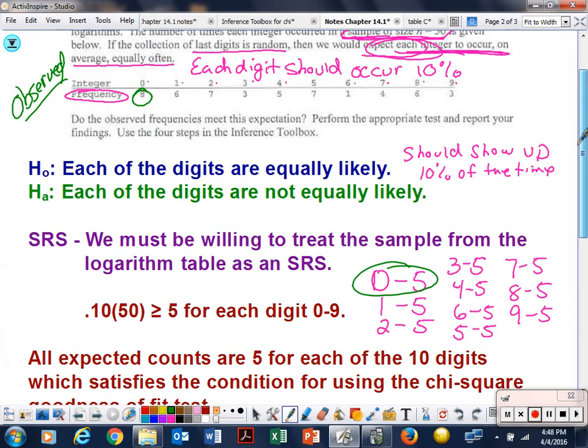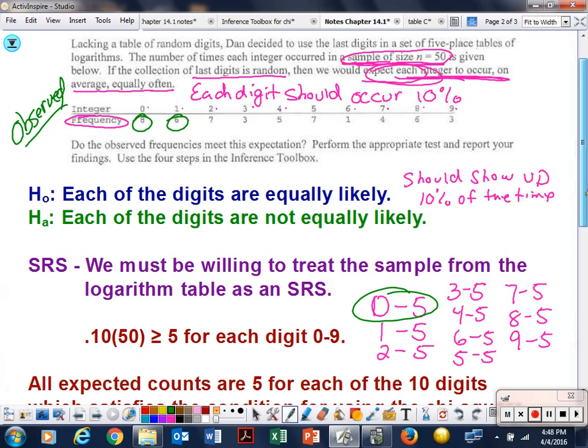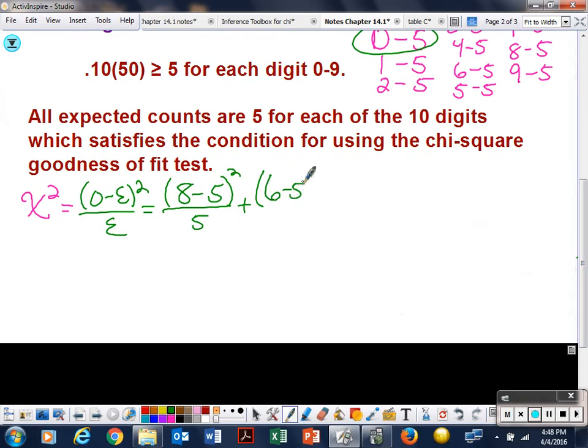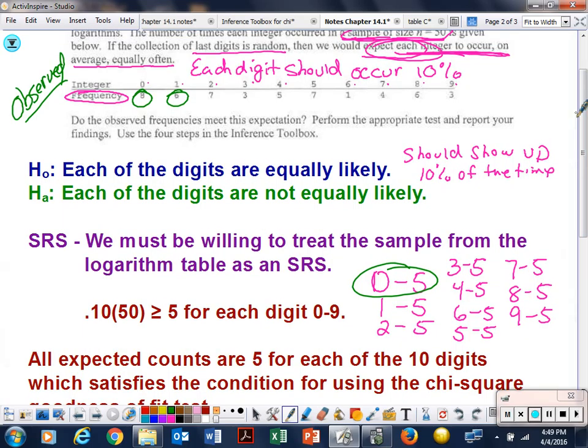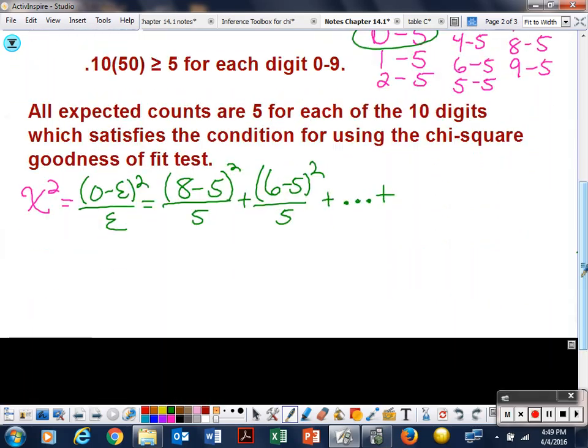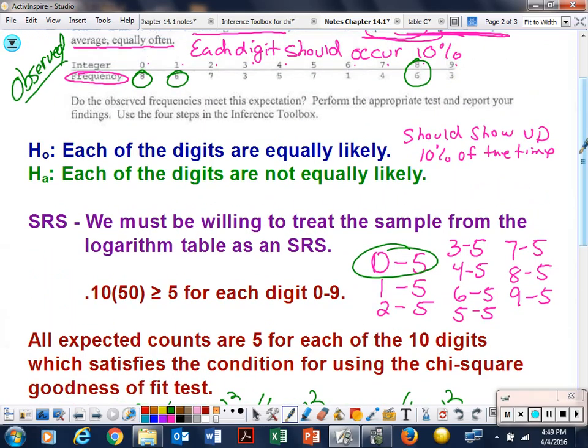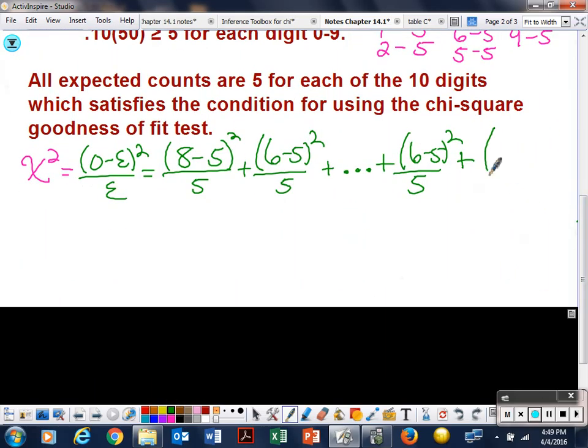Now the next one. 1 showed up 6 times, minus the expected squared divided by the expected. I'm not going to write all these down. I'm going to just go plus, dot, dot, dot, plus. Now I'm going to do the last ones. The number 8 showed up 6 times, so 6 minus 5 squared divided by 5, plus, and then the last one, the 9. 9 showed up 3 times, so 3 minus 5 squared divided by 5. So we can abbreviate. We don't need to write all of that out.